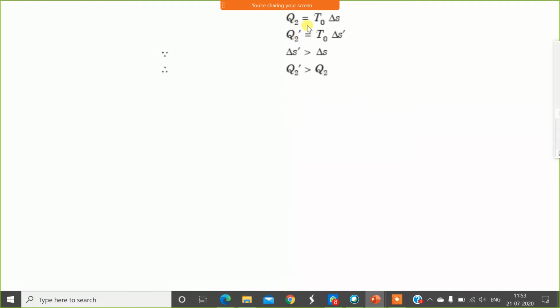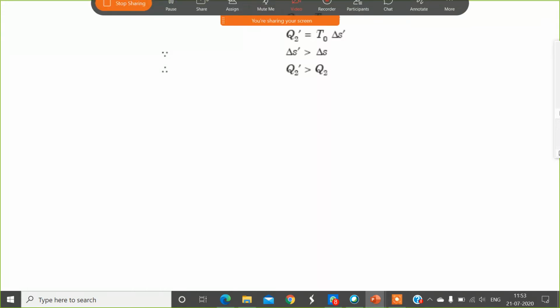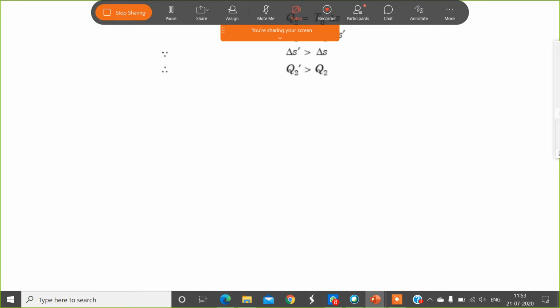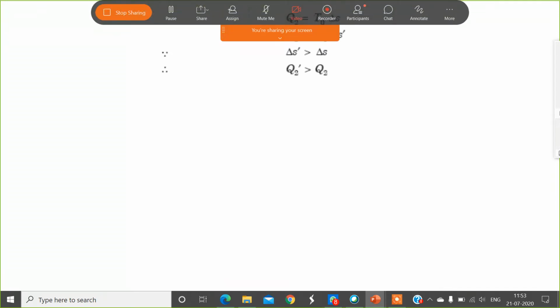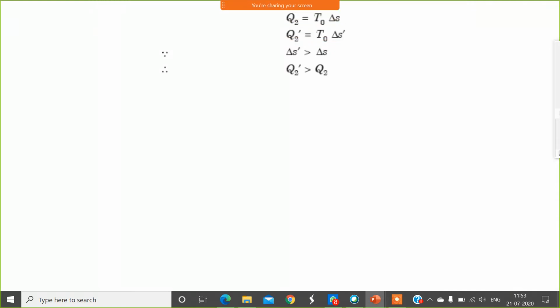Q2 is the heat rejected, and heat is rejected at temperature T0. T0 is the surrounding temperature. Q2 is equal to T0 delta S, and Q2 dash is equal to T0 delta S dash.